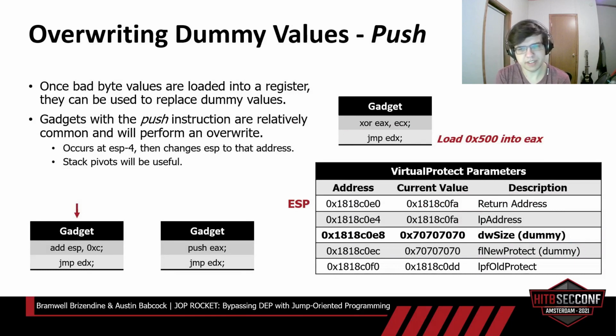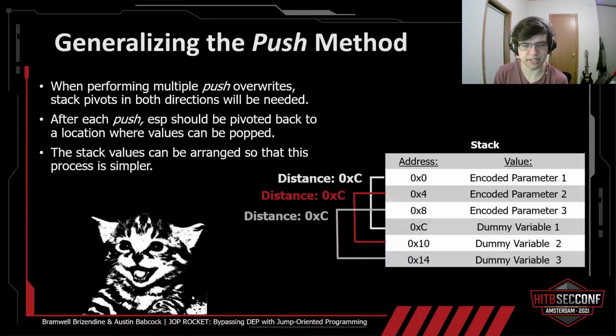So if we have dummy values that we're using to hold the place of a value that needs to be dynamically generated, whether that be for bad bytes or some other reason, we can load that value into a register, stack pivot 4 bytes above the location we want to overwrite, because push is going to write to ESP minus 4. And then we will push our value onto the stack there. And now we have one of our VirtualProtect parameters that was a placeholder written with the actual value there.